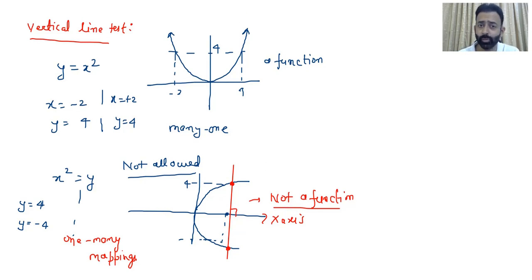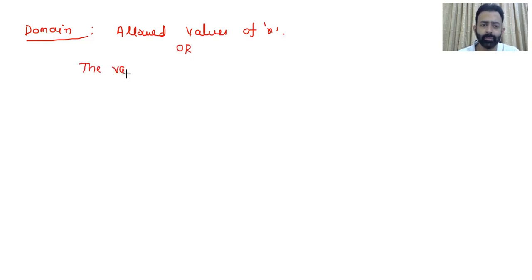The next topic is domain and range. As I told you, domain are the allowed values of x. In simple words, domain are the allowed values of x, or we can say the values of x, meaning the input which is going to the machine, the values of x at which the function f(x) is defined.